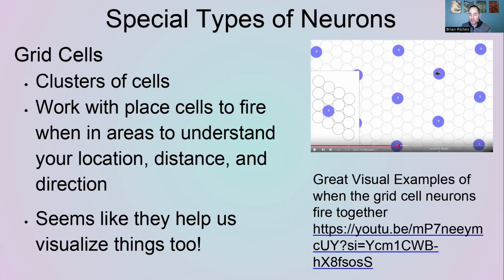So we're not going to watch this whole video. The whole video is 15 minutes, but I want to give you just a little bit of an example of how these cells work together to fire. But the main idea is very similar to the place cells. It's a network of cells, specifically in our hippocampus, that activate to help us navigate through three-dimensional environments.